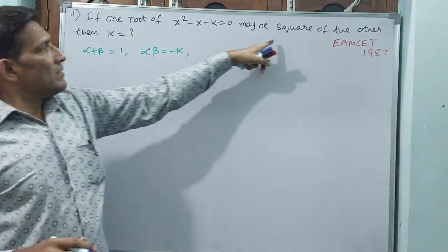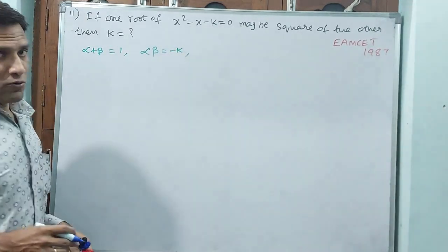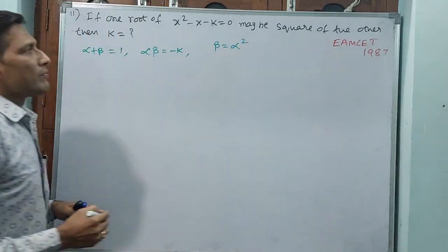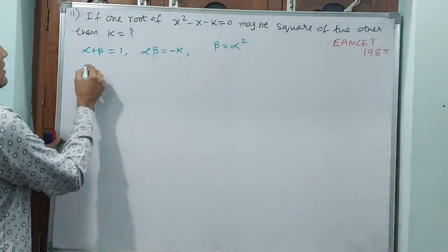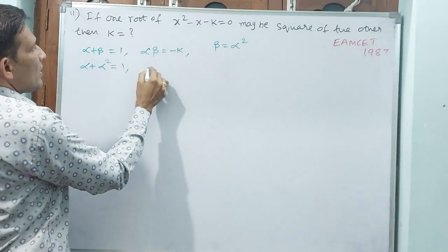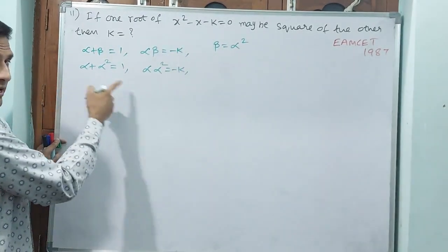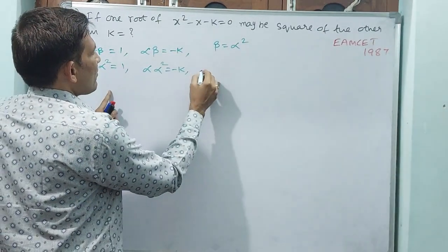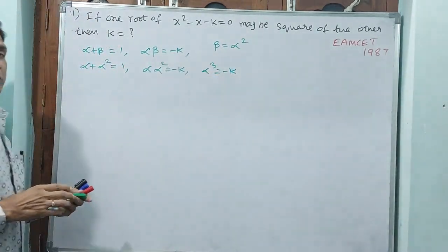And also they have given that one root is the square of the other root. That means shall I take beta is equal to alpha square? If that is the case, going back here, alpha plus alpha square is equal to 1, and alpha into alpha square is equal to minus k. Both are important for us. Alpha into alpha square means alpha cube is equal to minus k. This is also important for us.